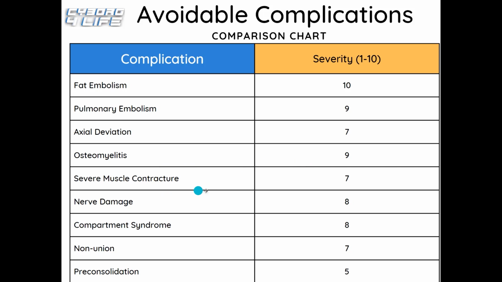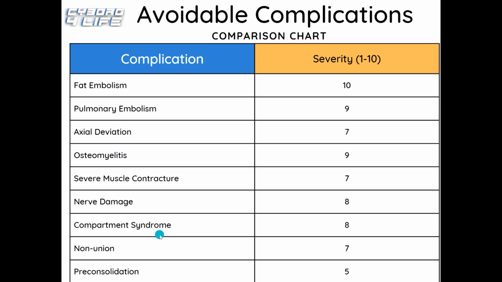Then you have severe muscle contracture, gets a 7 out of 10. It's usually not going to be the end of your life, but it can be the end of your functionality and your walk. You can look crippled for the rest of your life if it's severe enough. Next up, we have nerve damage, which gets an 8 out of 10. If you get something like drop foot and it's permanent, you're not going to be walking properly, okay? So you really need to realize that that's a serious complication. And if you get nerve irritation early on, you want to let the surgeon know. It's a good symptom to pay attention to.